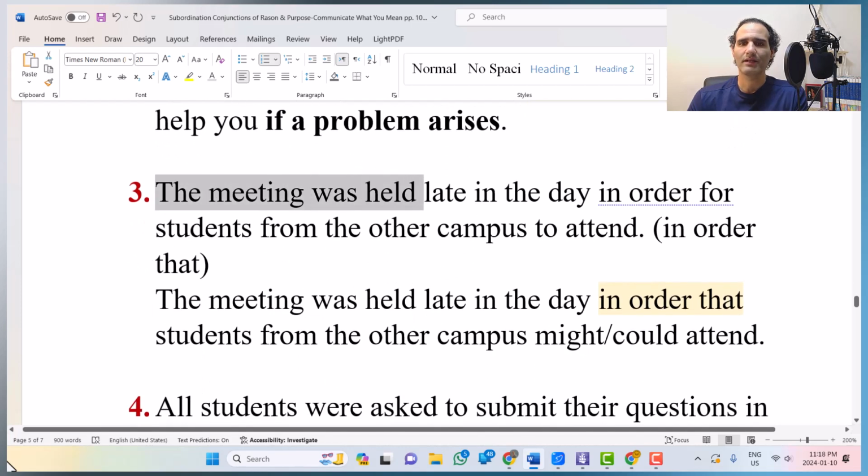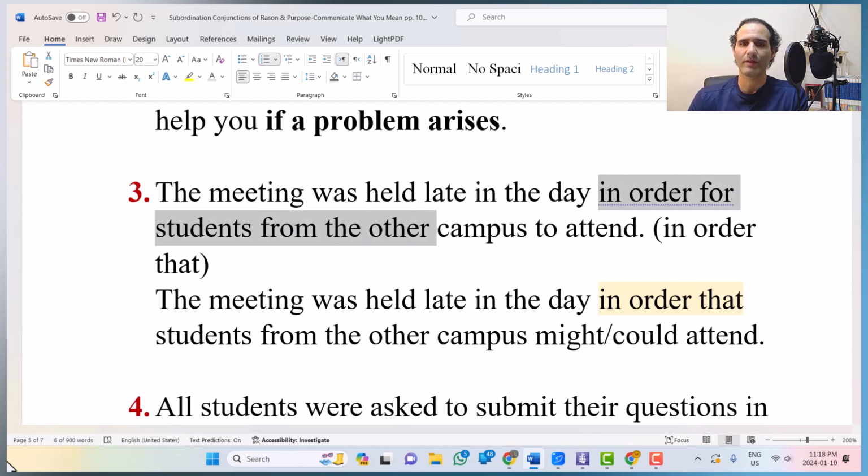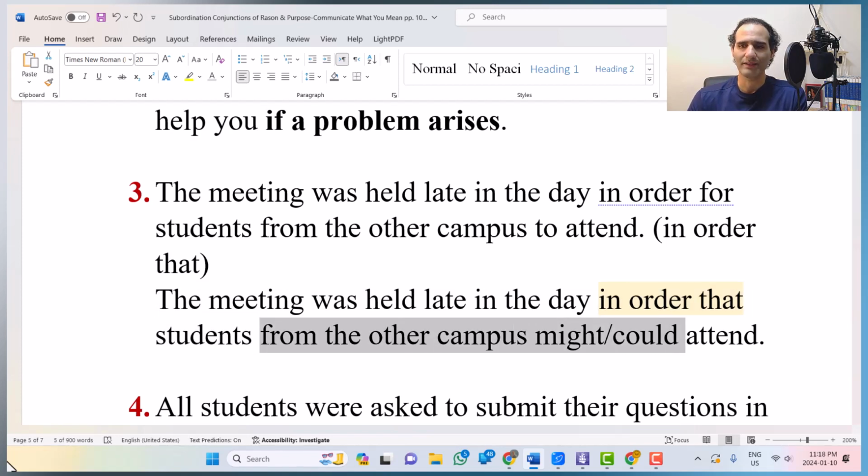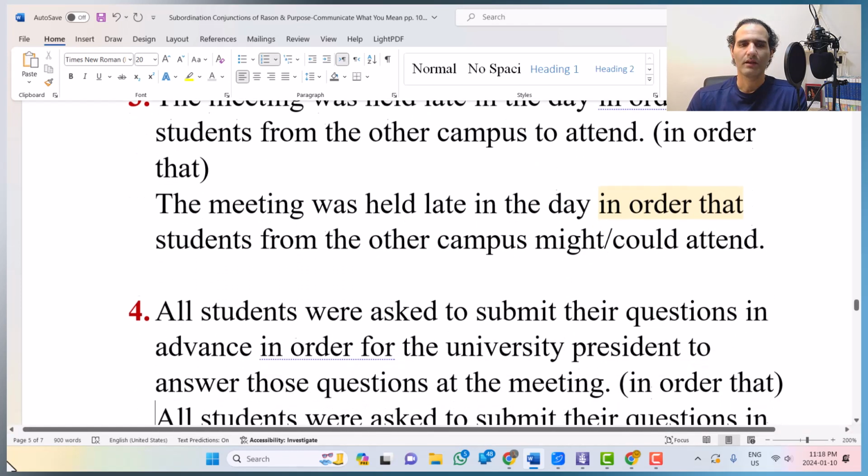Number 3, the meeting was held late in the day in order for students from the other campus to attend. In order that the meeting was held, passive, late in the day in order that students from other campus might attend, could attend, either will be fine, but might is preferable.